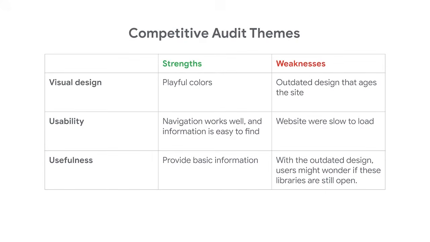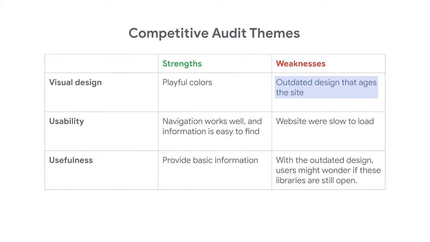Now, with this outline in place, let's add in some of the details we learned from our audit. Here is a matrix I completed based on the library website competitive audit. For visual design, one thing I noted in my analysis is that competitor libraries use color really well in their designs. On the other hand, a couple of their websites look like they haven't been updated in a while.